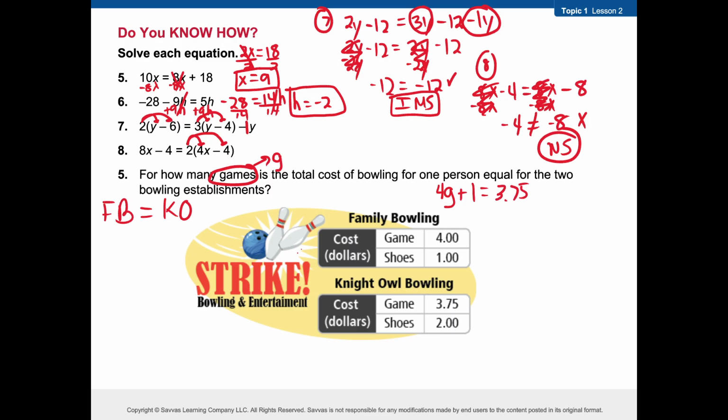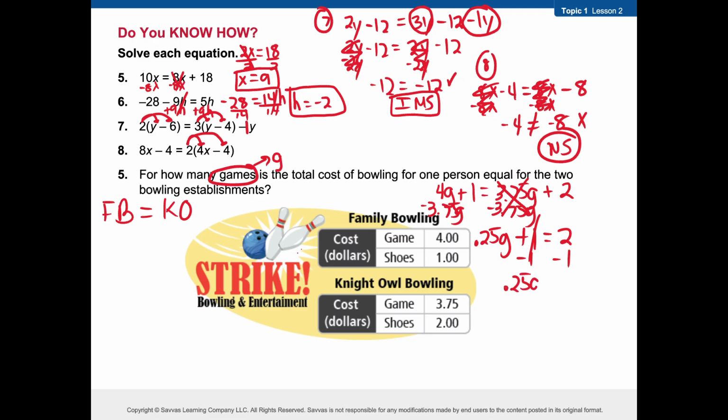Night owl bowling is $3.75 per game plus a one-time shoe rental per person. No distributed property, no like terms. I do have variables on opposite sides. So minus 3.75G to both sides. $4 minus 3.75 should be a quarter G. Oop, forgot my G here. That canceled out. Plus 1 equals to 2.